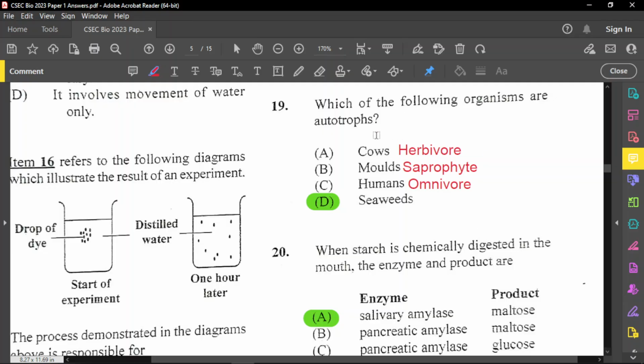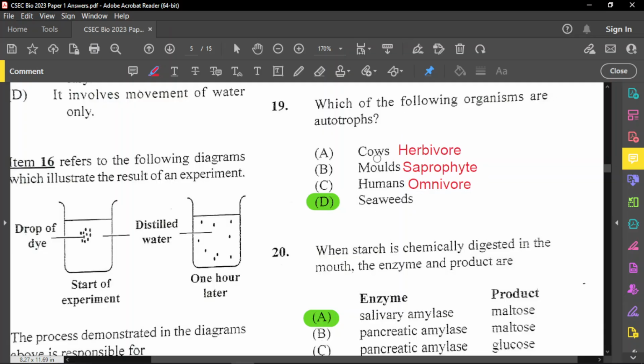All right, so autotrophs. Autotrophs are self-feeding organisms. A point to note is that auto means self and troph or trophic means feeding. So autotrophs are self-feeders, and seaweed is the only autotroph here. They are producers, as a matter of fact.